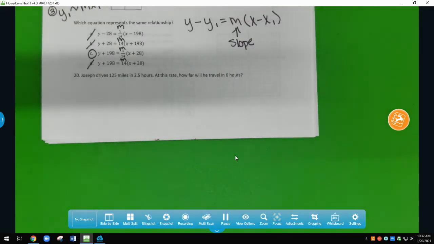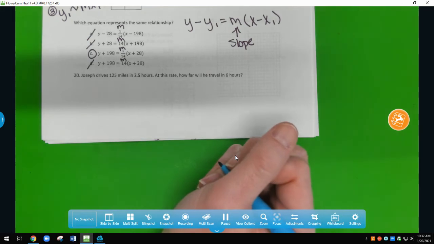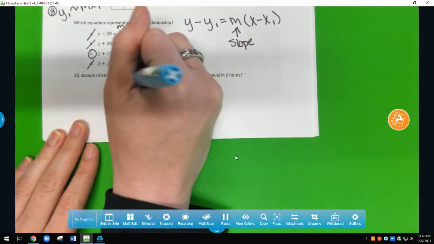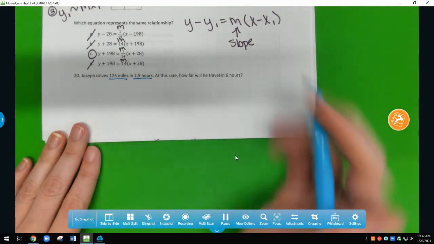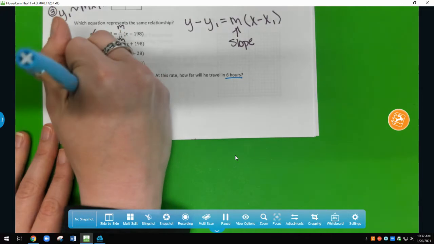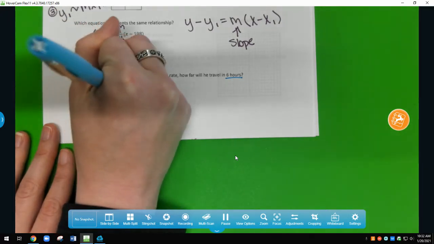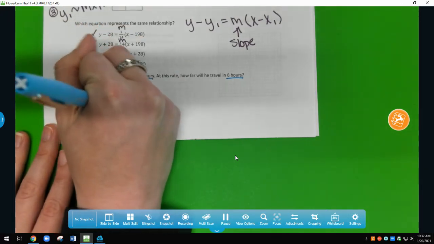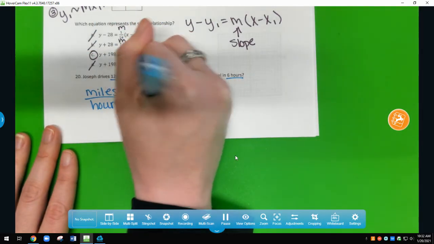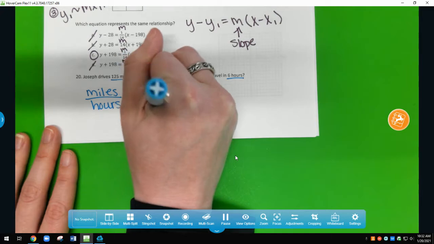Okay. Joseph drives 125 miles in 2.5 hours. At this rate, how far will he travel in 6 hours? So we're going to use words first. So we're going to have miles over hours. So we have 125 miles over 2.5 hours.